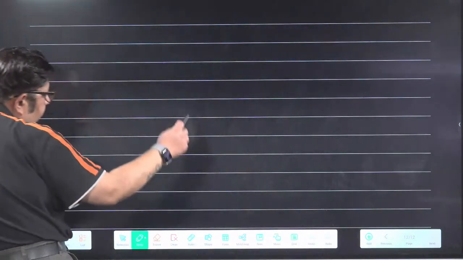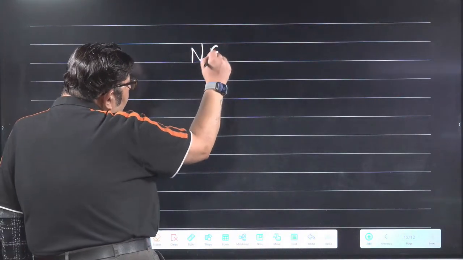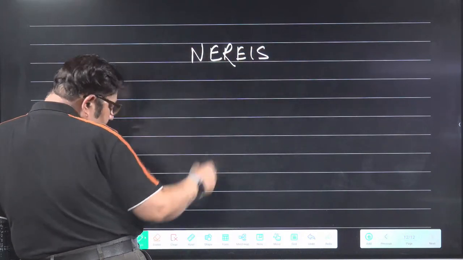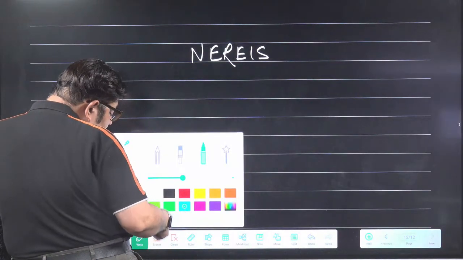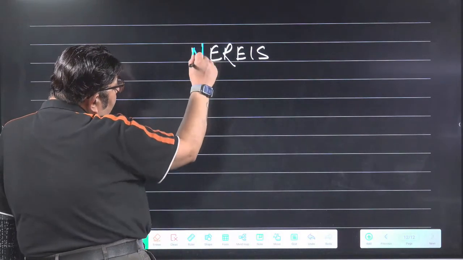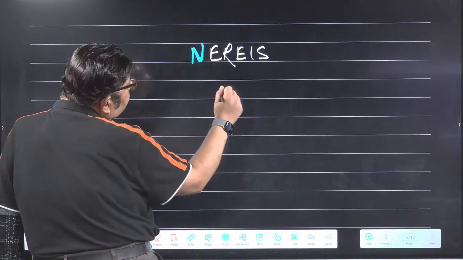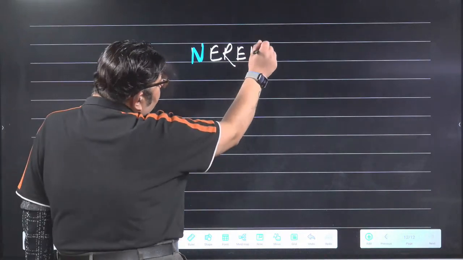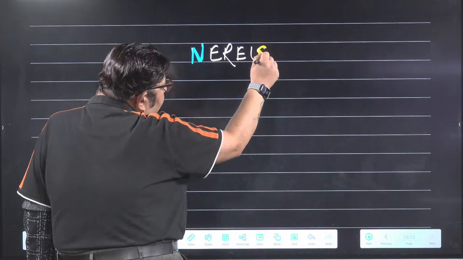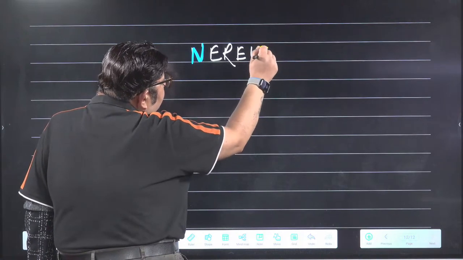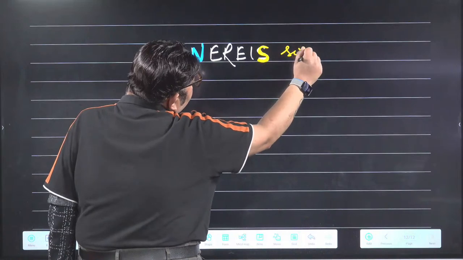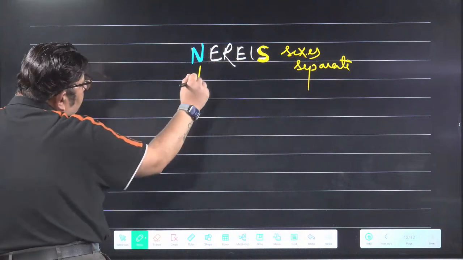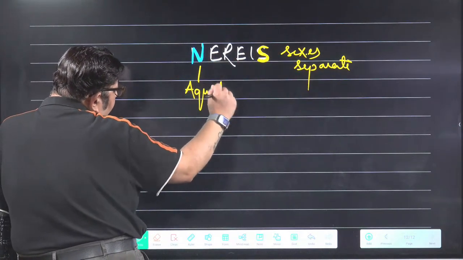Now, this guy called Nereis. Two things about Nereis to remember. The first thing begins with N, and N means Nilu, blue. It lives in an aquatic medium. The second thing to remember about Nereis is that it is dioecious. S will help you: sexes are separate. Sexes are separate. And it lives in an aquatic medium.